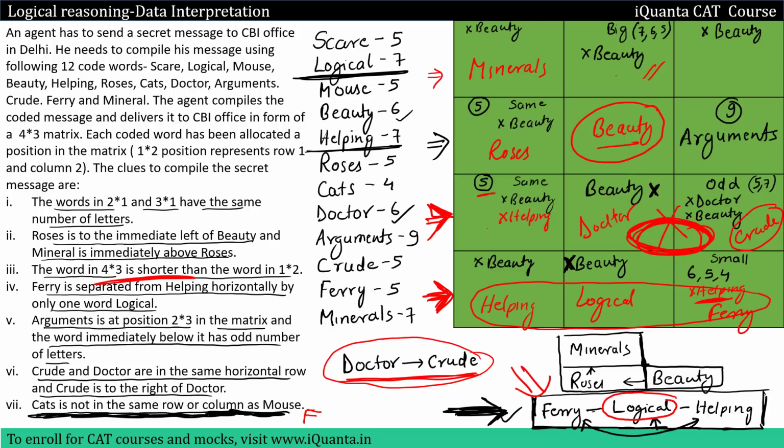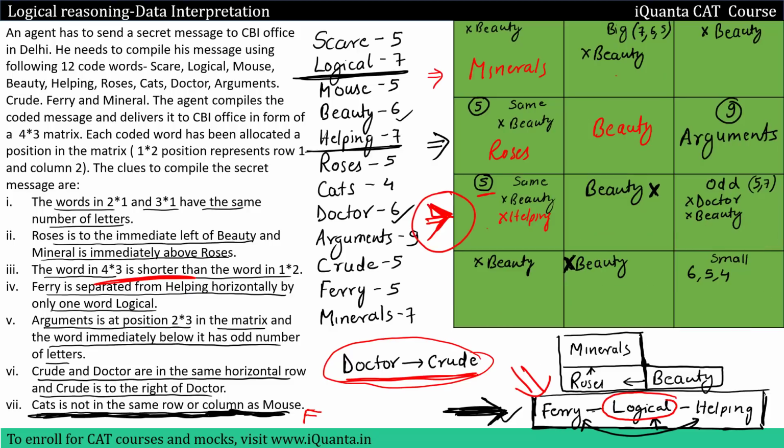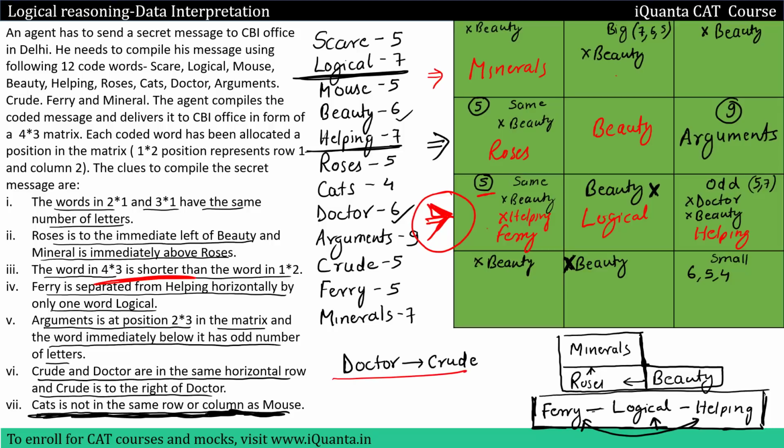Only 1 row remains for helping logical ferry, it is this row now. So I will be putting logical in the middle. Now I cannot have helping over here, so I'll write ferry over here and helping over here. Now I need to put this doctor crude pair, so can we have it over here, doctor at this place and crude at this place? In that I will not be able to put cat and mouse in the separate rows because they will have to be put over here, so we cannot have doctor crude over here. So doctor crude will definitely be in the last row.